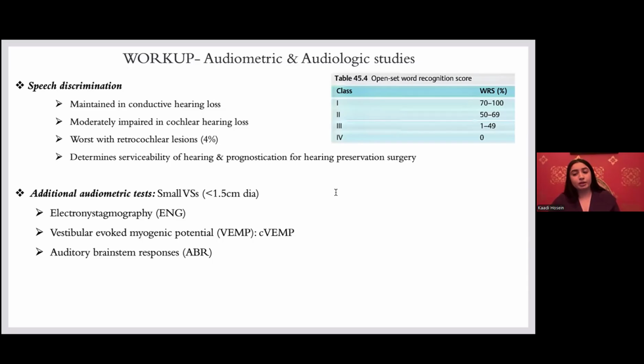audiometric tests were developed in the mid-20th century in an attempt to identify patients with an increased likelihood of having a vestibular schwannoma. However, a lot of these audiometric exams are no longer used, and these are the ones shown here: the electronystagmography, vestibular evoked myogenic potential, and auditory brainstem responses.